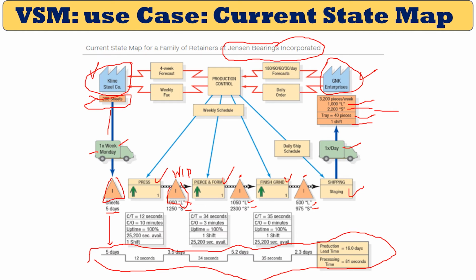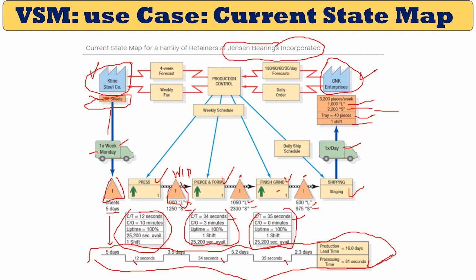So each process, like pressing here, has its data box. This is your data box here, right? Each process will also have its data box, and this process right here will also have its data box. So the cycle time here is 12 seconds. We report that information here. The cycle time here is 34 seconds. We report that here. The cycle time here is 35 seconds. We report that here.